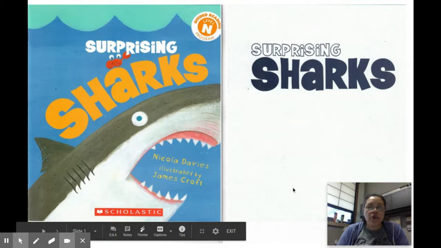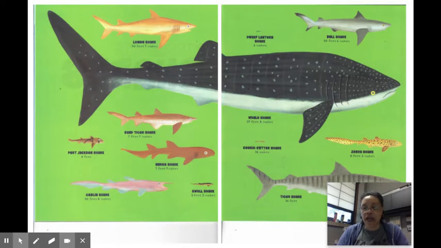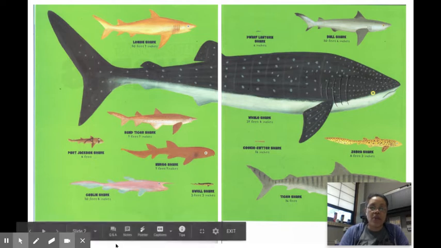So the book is called Surprising Sharks by Nicola Davies, and it's illustrated by James Croft. You can read the book that you have in front of you, or you can certainly read it off of the screen. In order to advance the book, you're going to use the arrow keys in the bottom right-hand corner, and I am doing this on a Chromebook. There's a couple of cool tools on here that I'm going to go through and show you.